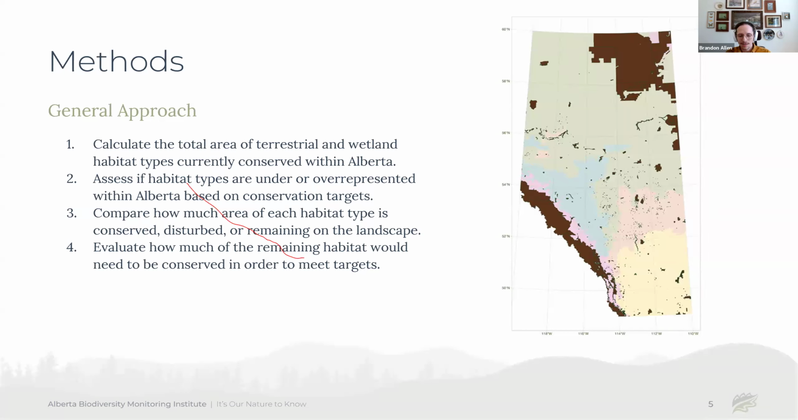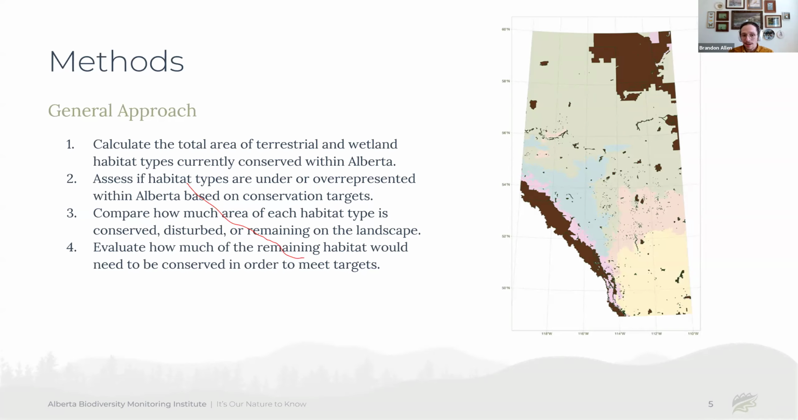So acknowledging that there isn't one target out there in the world, and these targets are constantly changing. So just trying to get a sense of, across a broad range of targets, do we find certain habitat types are more or less represented in our park systems right now?